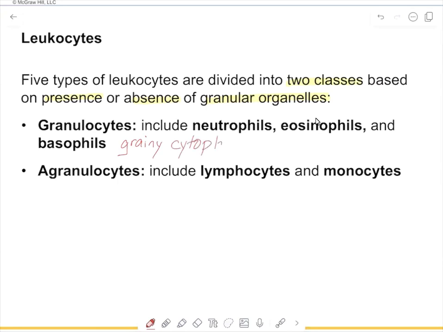So this is not the nucleus. The nucleus is going to be in a specific shape, but the cytoplasm is going to be grainy. The ones that do not have a grainy appearance in the cytoplasm are going to be called agranulocytes. So we have granulocytes, and there's 3 of those, and agranulocytes. The granulocytes are going to be neutrophils, eosinophils, and basophils. The agranulocytes are going to be lymphocytes and monocytes.